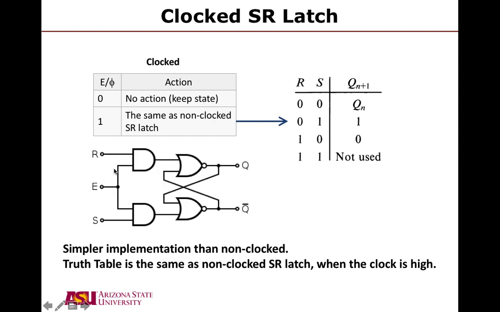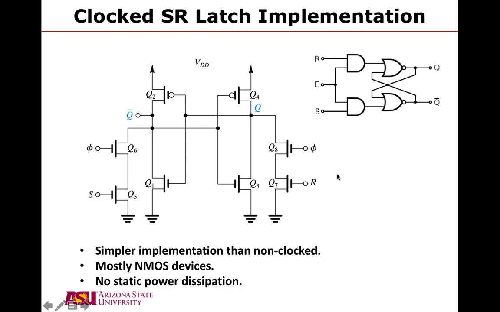When the clock goes high, then the values at the output of the 2 AND gates depend on R and S, and it actually follows the exact same truth table that was the non-clocked SR latch. So if you look on the right hand side, this truth table is the same. When the clock is high, the truth table is the same truth table that we had 2 slides ago. All right? Okay, so let's look at this clocked SR latch implementation.